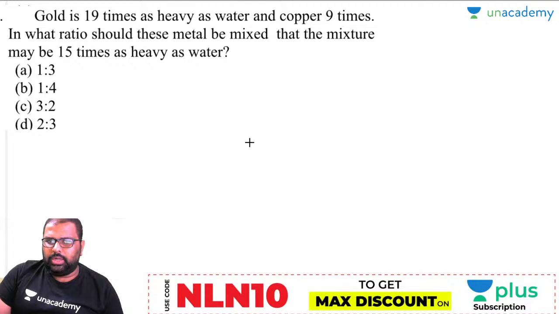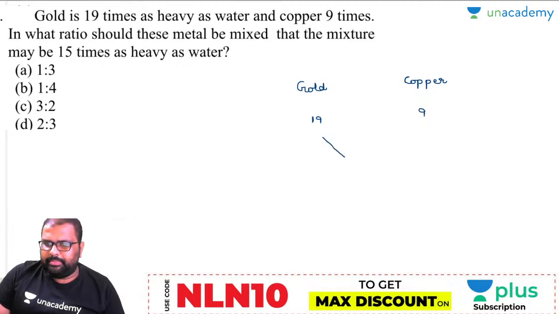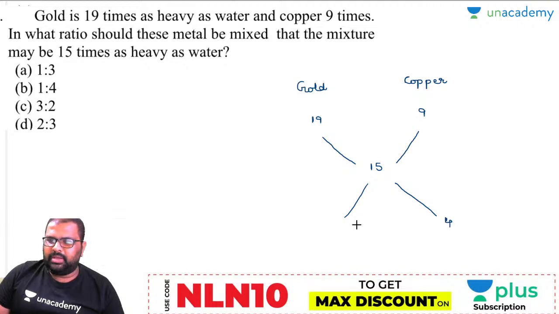Now, gold is 19 times as heavy as water, and copper is 9 times as heavy as water. In what ratio should these be mixed so that the mixture is 15 times as heavy as water? Not more than 10 seconds you need to solve this question. 19 minus 15 is 4. 15 minus 9 is 6. So it is 3:2. Am I right or wrong?